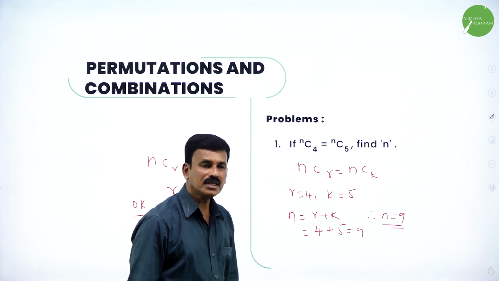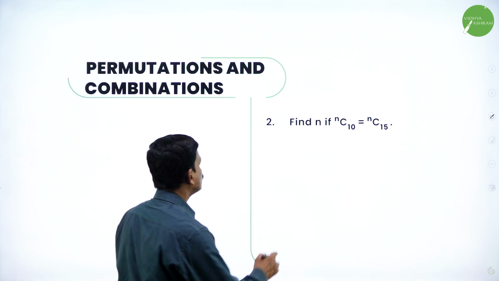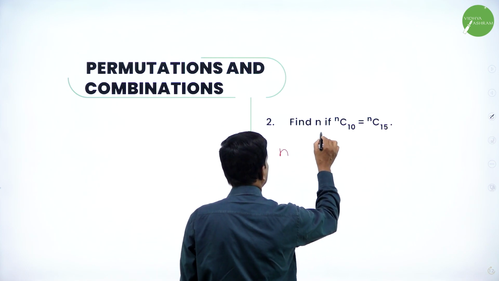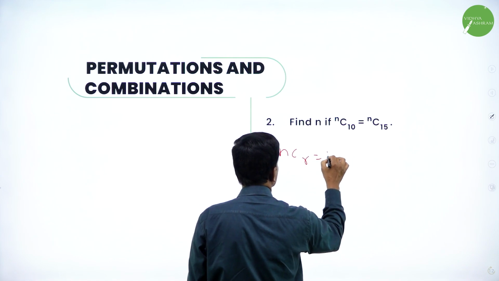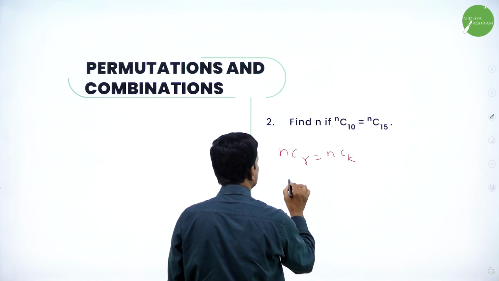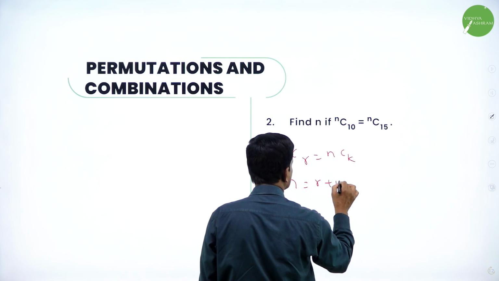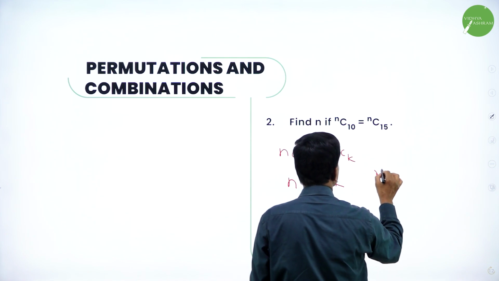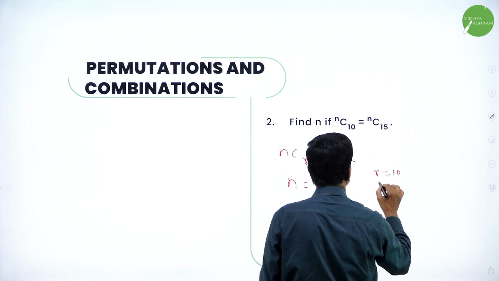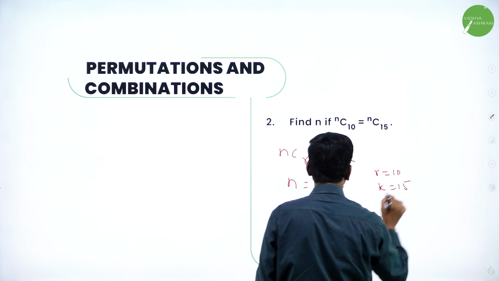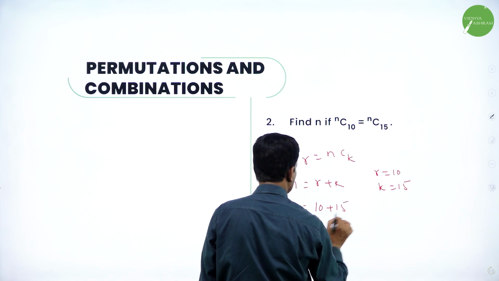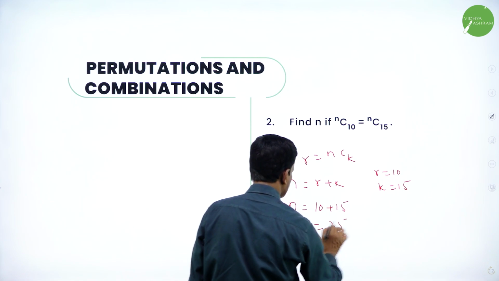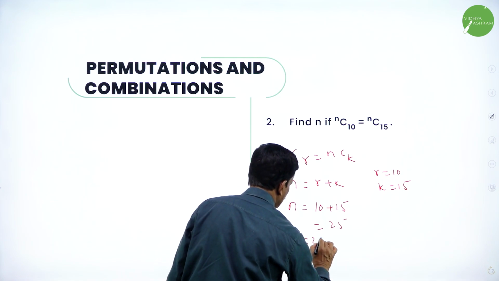Okay. Now, move on to the next problem. Same problem. Here, you find n if nC10 is equal to nC15. So, nCr is equal to nCk, then n is equal to r plus k. What is r here? r is equal to 10 and k is equal to 15. Therefore, n is equal to 10 plus 15, that's nothing but 25. So, the value of n is equal to 25.